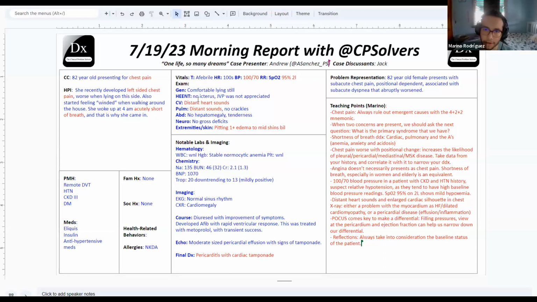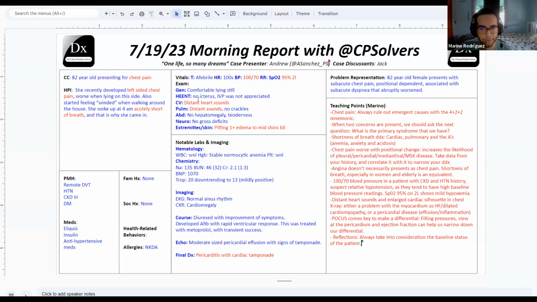Remember that the 4 is for the cardiac causes like ACS, aortic dissection, tamponade, and Takotsubo cardiomyopathy. The first 2 is to rule out pulmonary causes such as pulmonary embolism and pneumothorax, and the other 2 are to rule out esophageal causes such as esophageal rupture or perforation. So in this patient, we had basically 2 concerns that maybe could correlate in the clinical picture, but we should ask the question: what is the primary syndrome that this patient has, or are these 2 findings or chief concerns correlated?